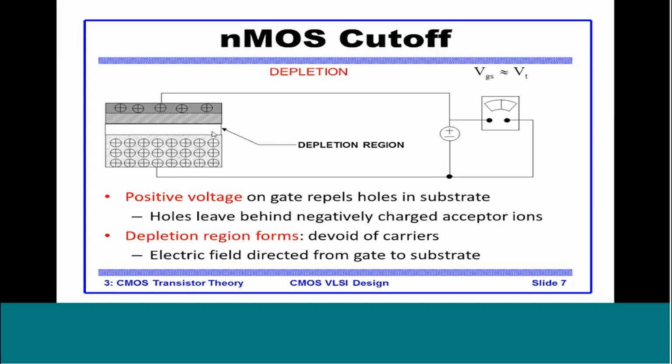I would suggest that if you want to go into the formation of depletion region in detail, please refer to the PN junction diode in your theory books. The explanation is very much the same. So the thing to remember here is that if VGS is less than or almost equal to VT, the NMOS remains in cutoff. It does not conduct any current.